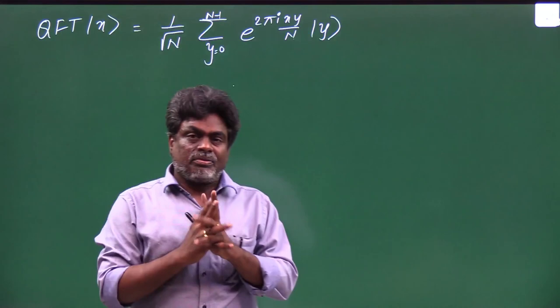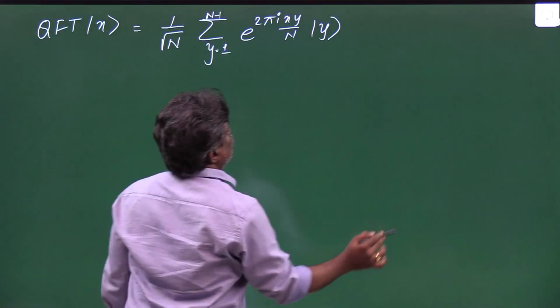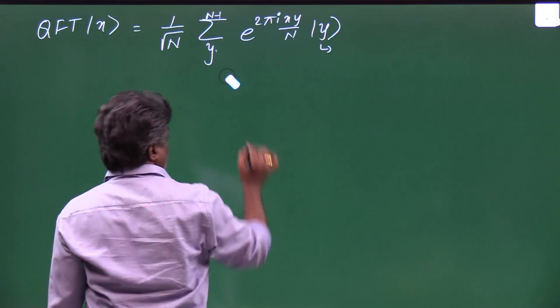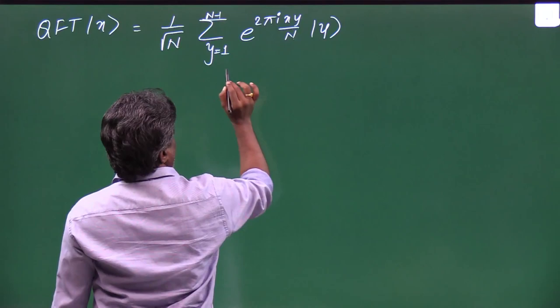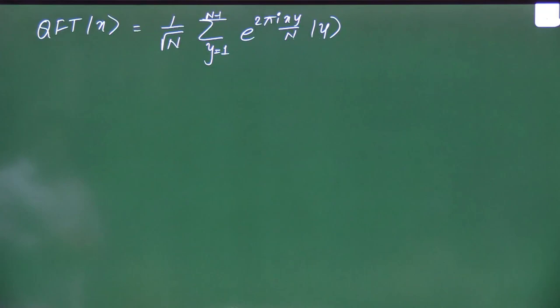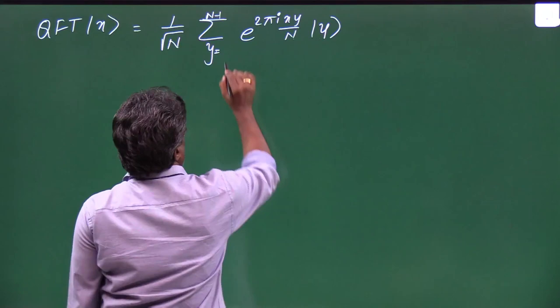Now, y runs from 1 to N minus 1. This y is what? This y we will write as y1, y2, y3. I will tell you what that is. Please wait. One second. Y equal to 0 to N minus 1. Correct, you are right. Fine.